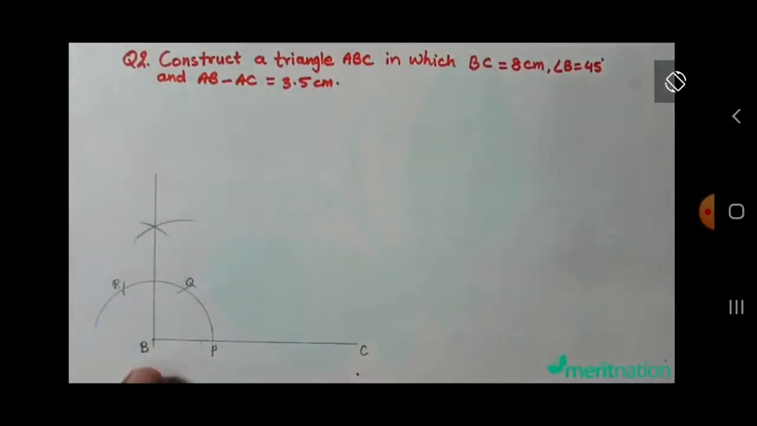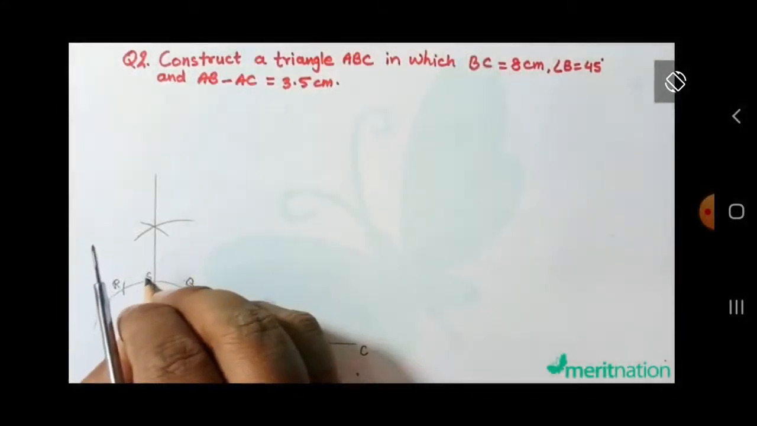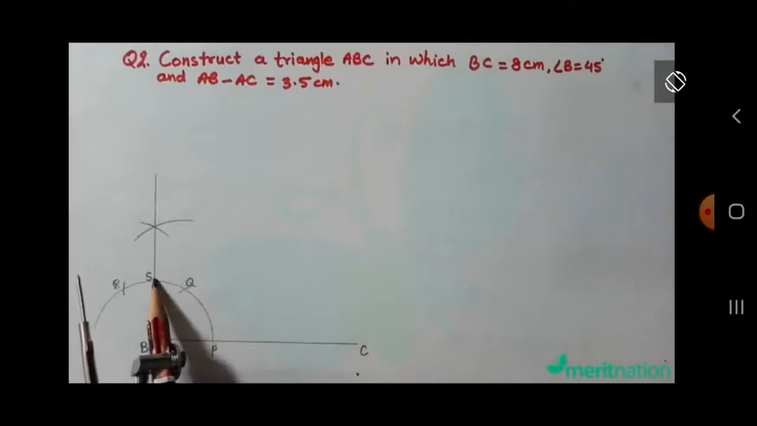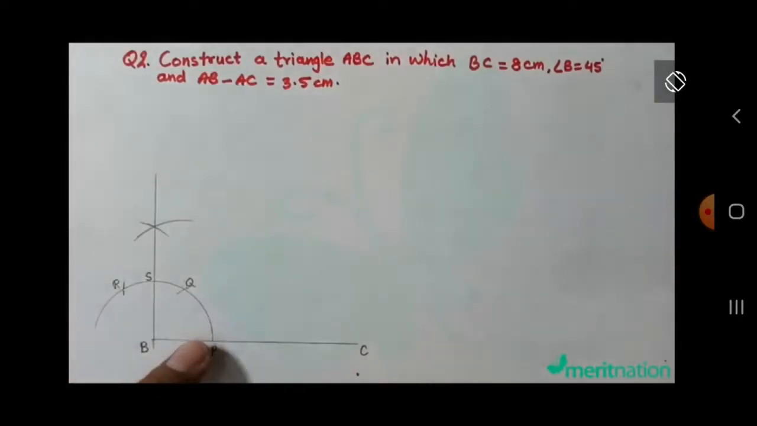Okay, the angle PBS. Suppose this point is here S. So angle PBS is 90 degrees. Why? Because the angle between Q and S is 30 degrees after bisection. So 60 plus 30 becomes 90 degrees. And now we have to bisect the angle PBS, so that will give us a 45 degree angle.